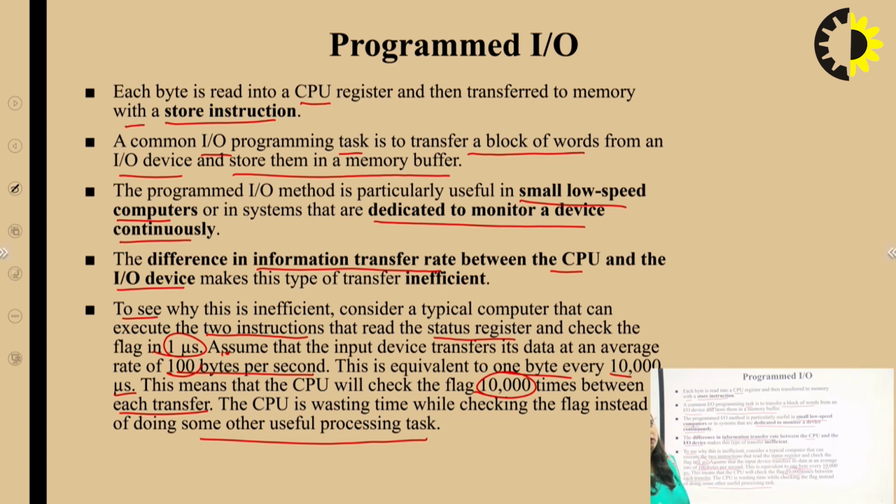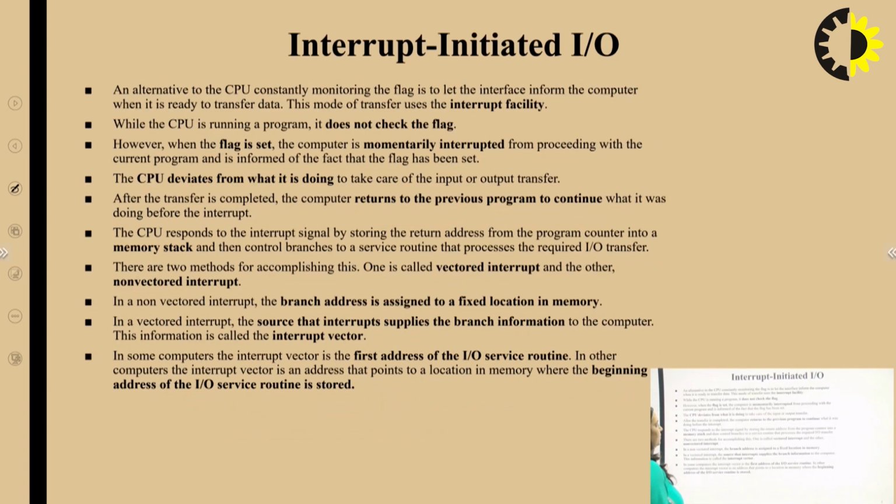Our ultimate goal is to make the CPU free, to make it work, but on useful processes. We can't waste the CPU time merely checking this flag. So to solve this problem, we have the interrupt. And we use this interrupt in interrupt-initiated input-output data transfer.